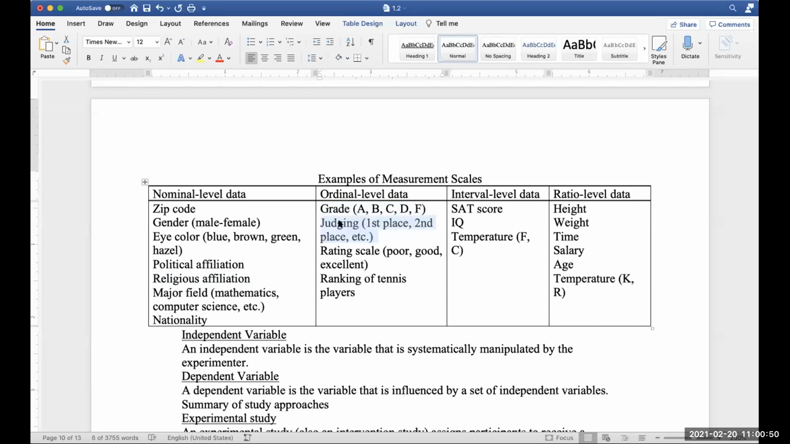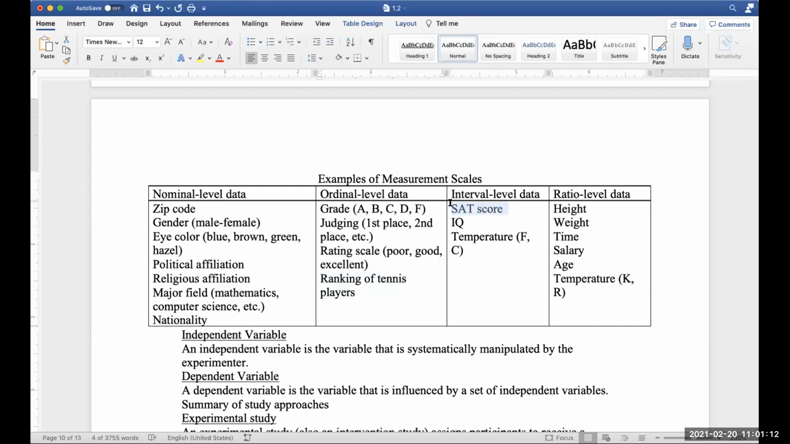If you're in first place, second place, etc. Again, that's an order, but you can't take the difference. Rating scale: poor, good, excellent. Again, you can order that, but you can't take the difference. A ranking of tennis players. Again, you can order that, but you can't take differences.